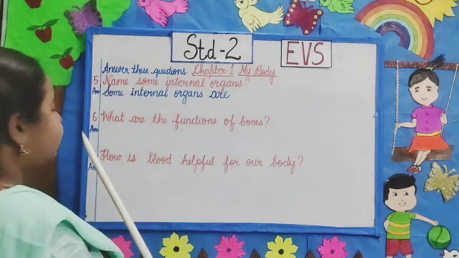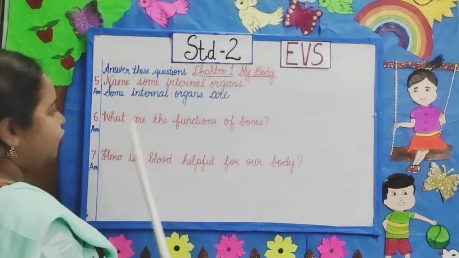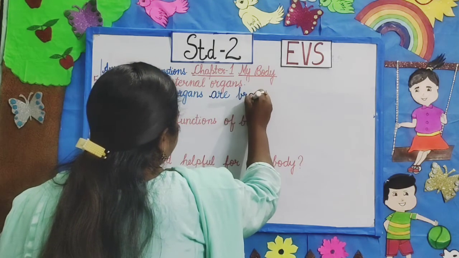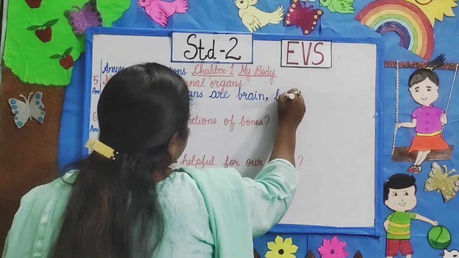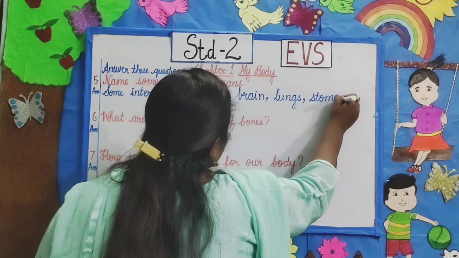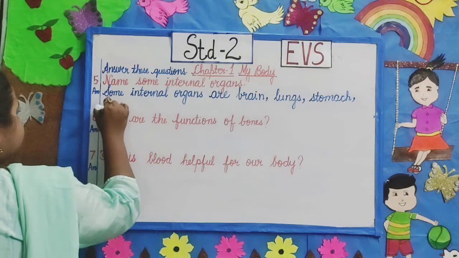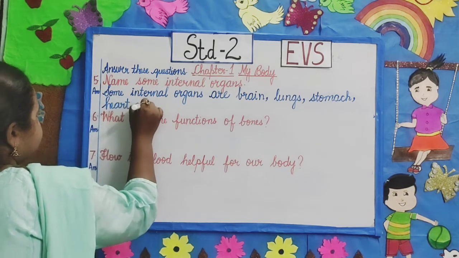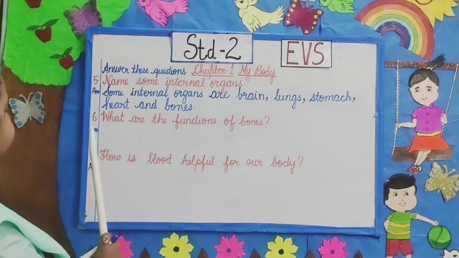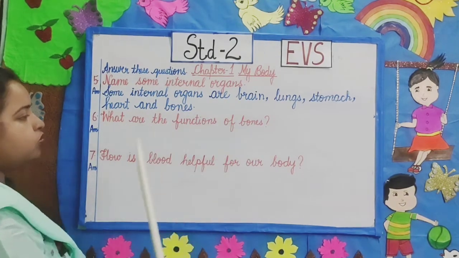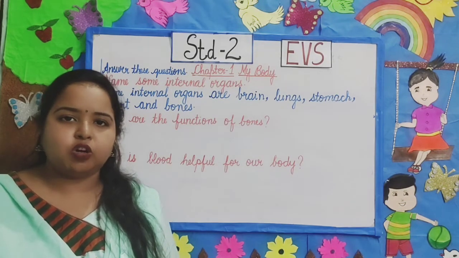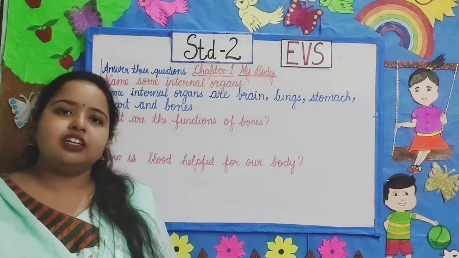Next question. Question number 5. Name some internal organs. Some internal organs are brain, lungs, stomach, heart and bones. Question number 6. What are the functions of bones? So, what will be the answer, children? Yes, bones give shape to our body and they protect our internal organs.